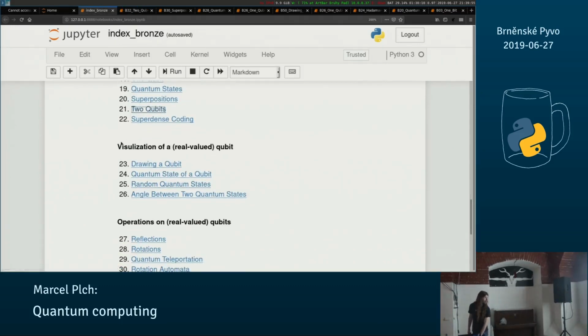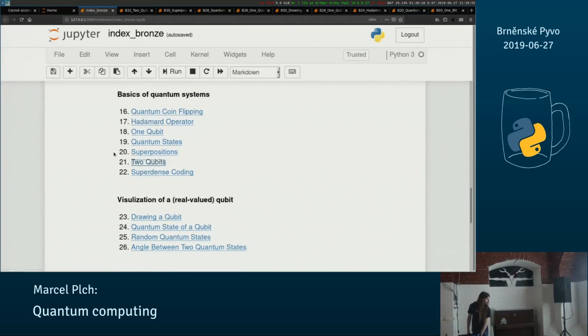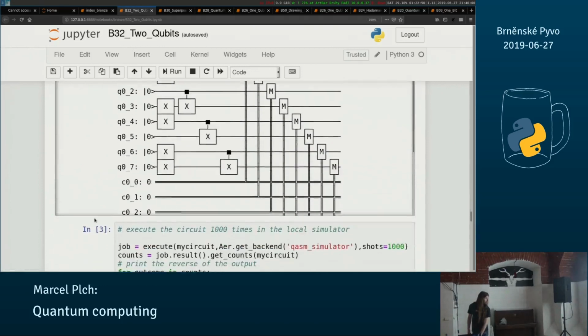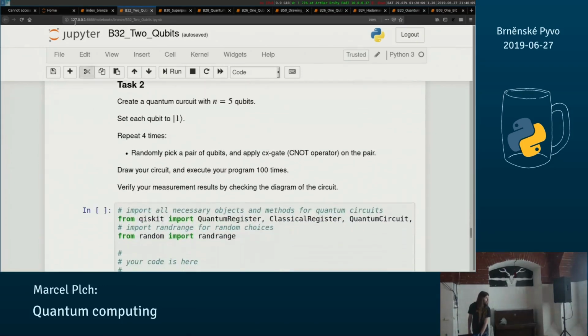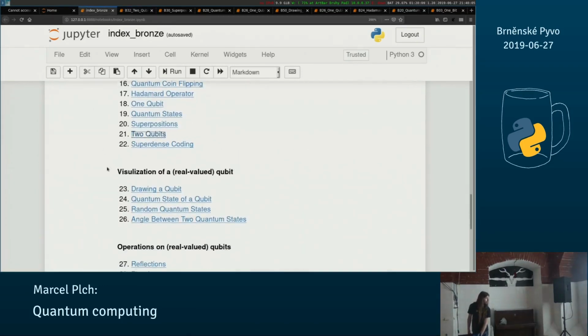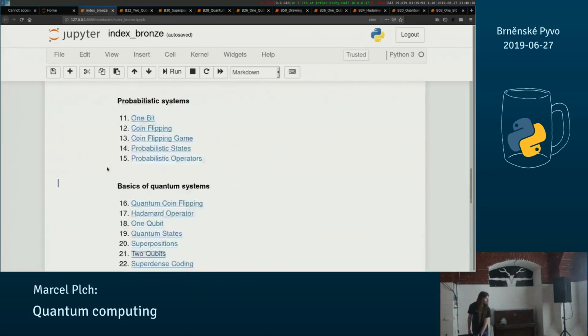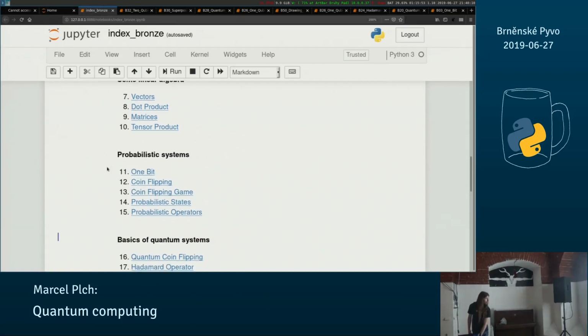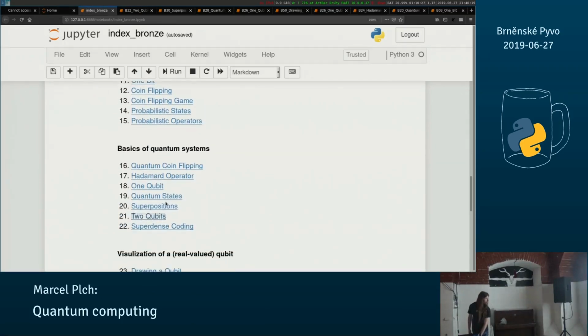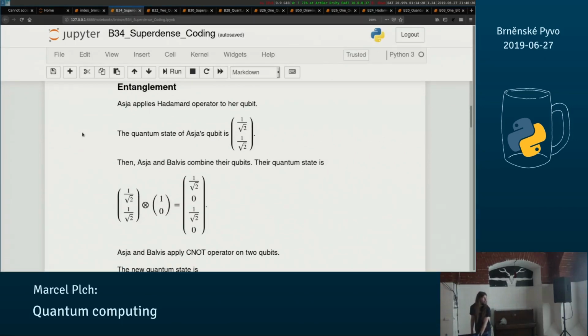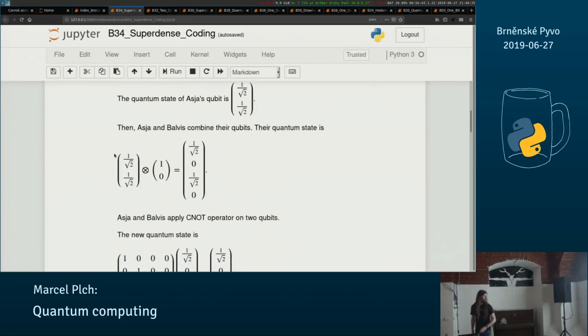And this thing is called entanglement, which should be described somewhere here. Reflections. 2 qubits, superdense coding, that's it. Should be. Alright, yeah. So, this is basically what I've explained.